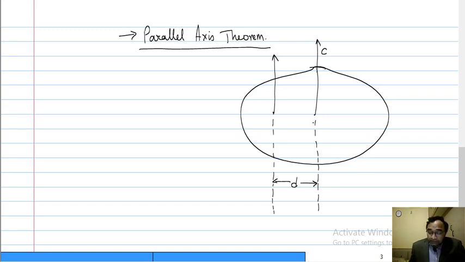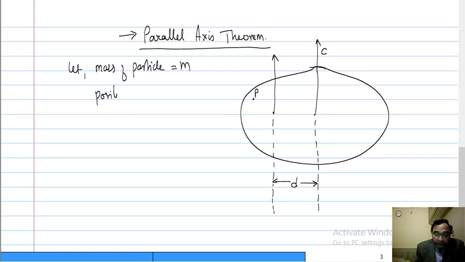Now, in order to find this, let us consider one particle again P. Let mass of particle be small m and the position let it be x comma y. This is what we are taking.